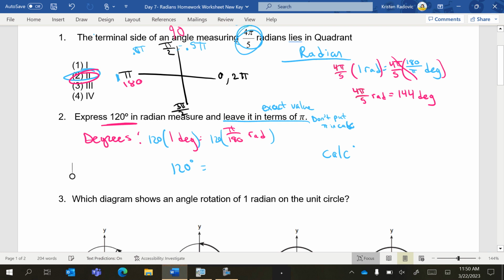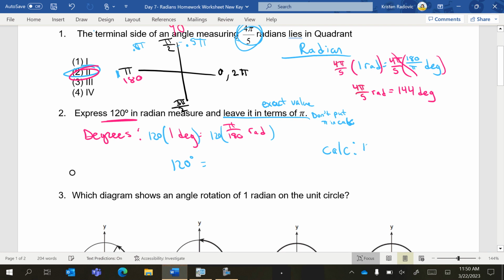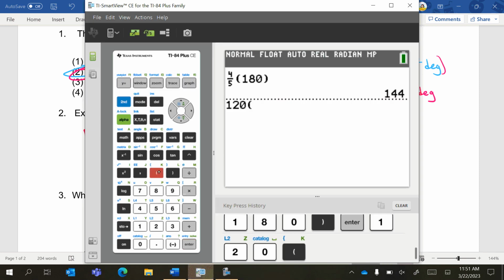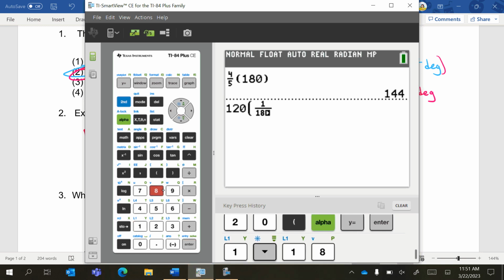In the calculator, we have 120, but I'm not putting pi in the calculator. Instead, put a 1. So I have the same thing, but I left out the pi. I just put a 1 instead. If you were to do this in the calculator, I don't know, so let's find out. 120 times 1 over 180. You get 2/3.